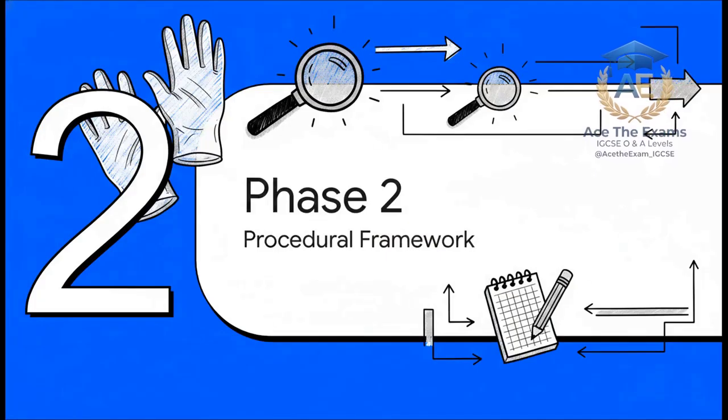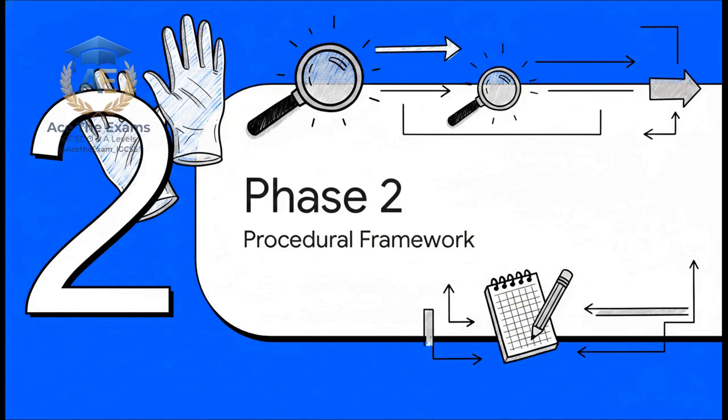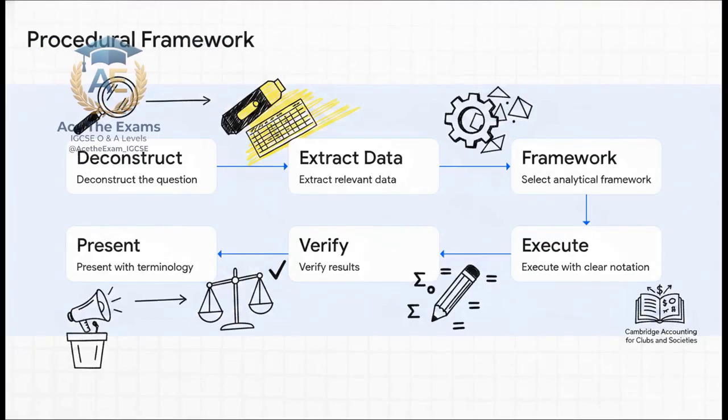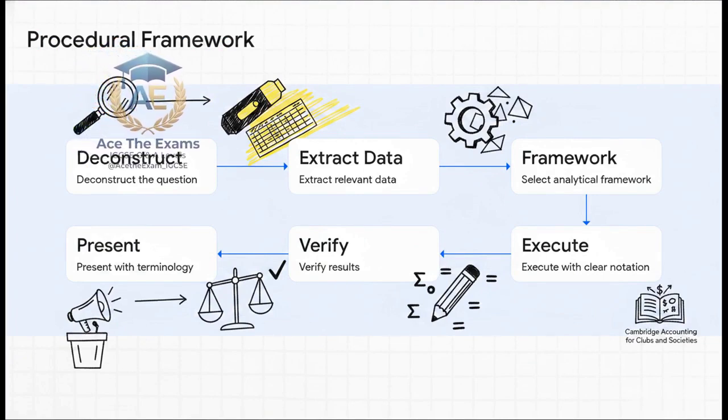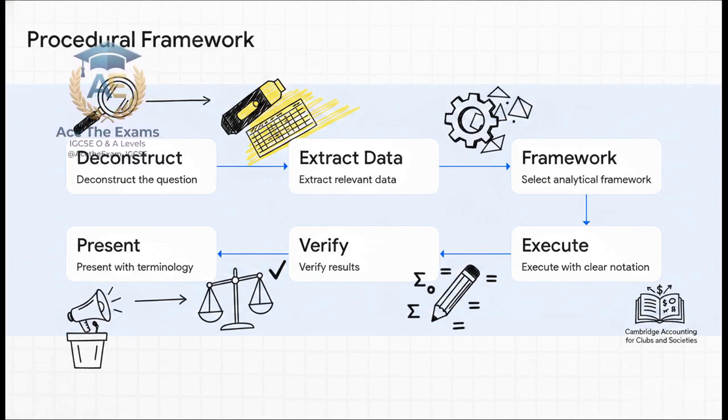Moving to Phase 2, the procedural framework. Let's process the data. Okay, whenever you tackle a stimulus text, you must follow this exact 6-step chronological procedure to interpret the relationships and draw evidence-based conclusions. First, deconstruct the question to find your command word. Second, extract the relevant data. I want you to imagine passing a literal UV highlighter over the exam paper so all the hidden prepayments and accruals suddenly glow in the dark.